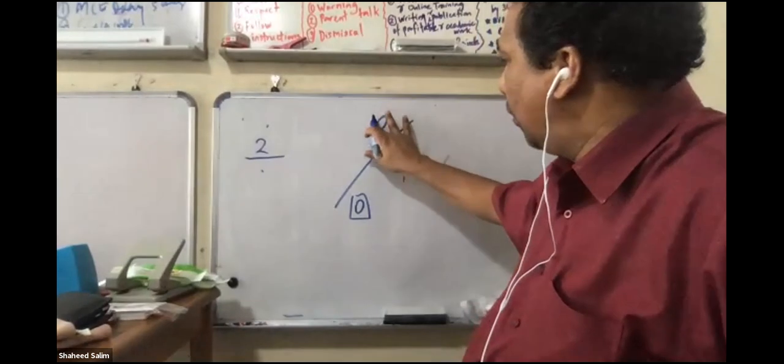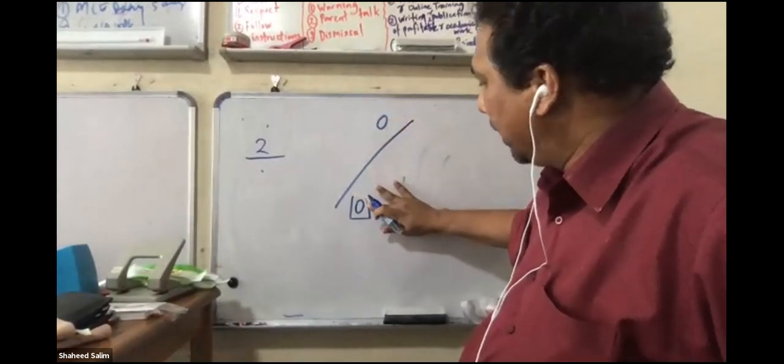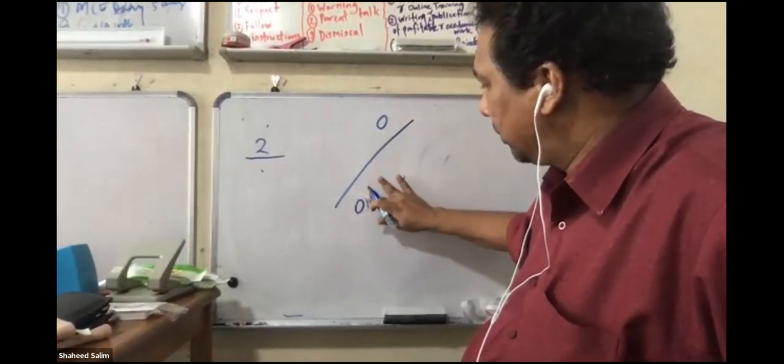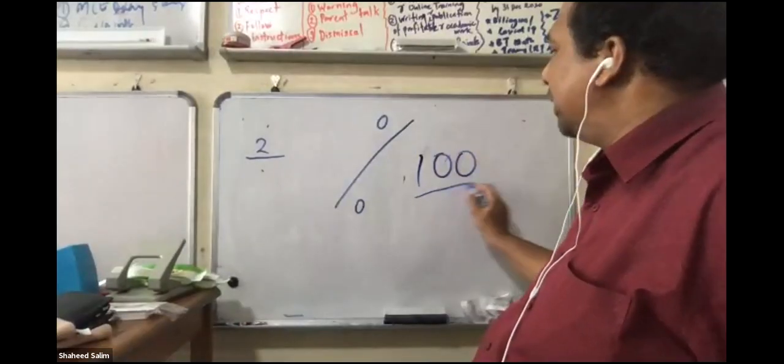One more thing, Zahid. What number can you see here? 0. 0, some more? 1. There are 2 zeros. 100.